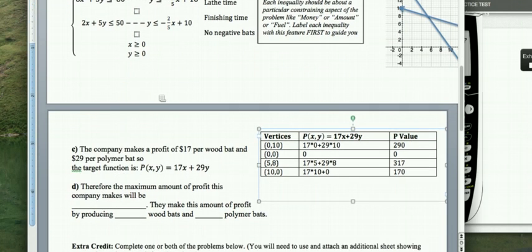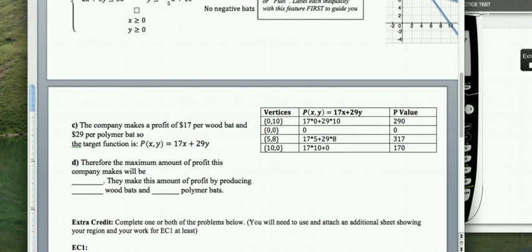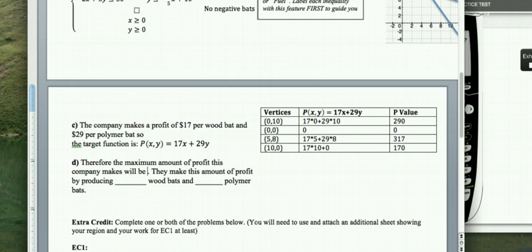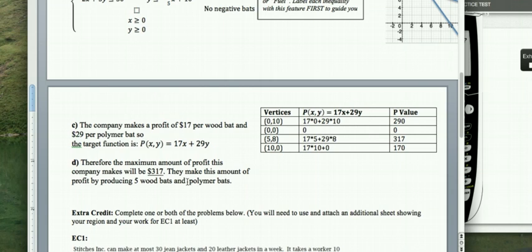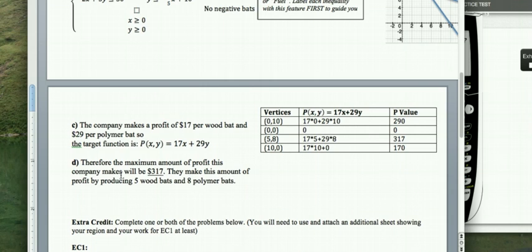So the maximum amount of profit this company can make in a week, must be a really small company, because the maximum amount of profit they're going to make in a week is, get your units in there, $317. And they're going to make that profit by producing 5 of the wood bats. Units are already there. And 8 of the polymer bats. So basically, in terms of planning for the company, the most important part of information was the 5 wood bats and the 8 polymer bats. The fact that they only make $317 should tell you something about the difficulty of having a company like this.